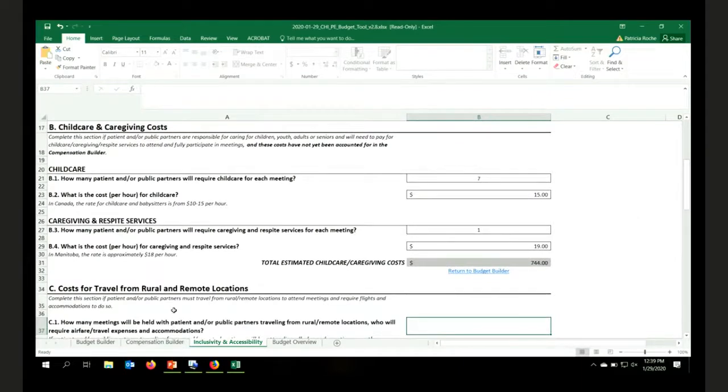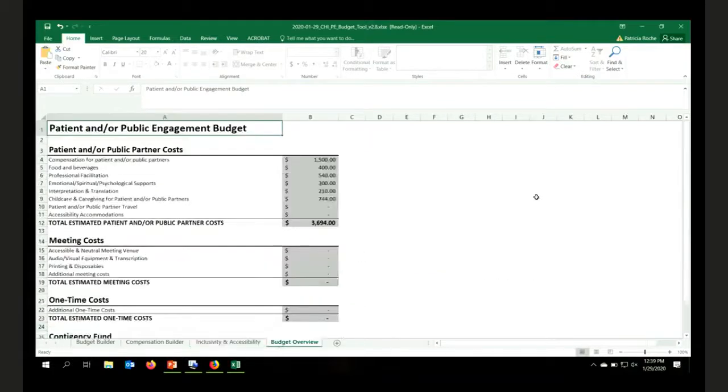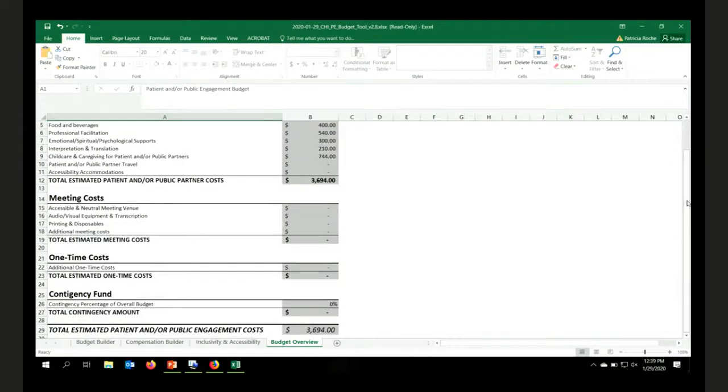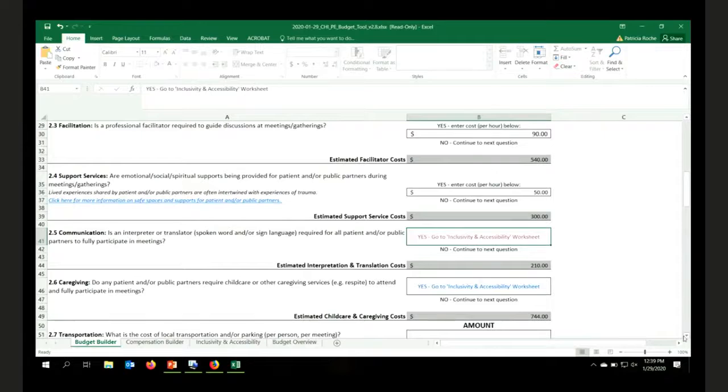We don't have anybody traveling from rural and remote locations, so we can, at any time, go back to the budget builder. We could also, if we want to, see where we're at with the budget. So we're still under $4,000. We're doing okay. Let's keep going through the budget builder. What else do we have to take care of?